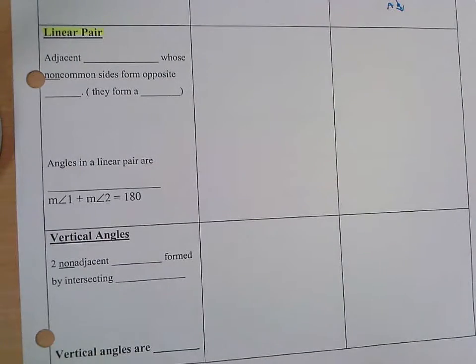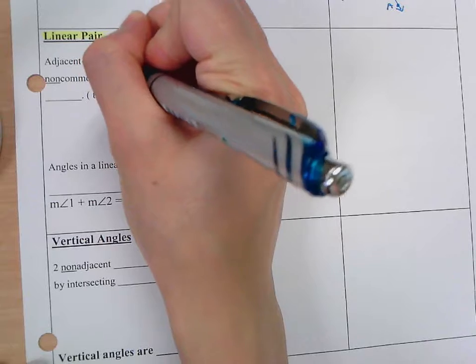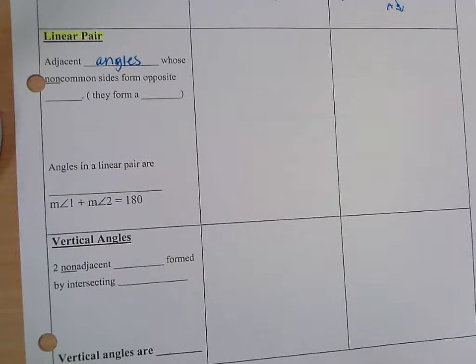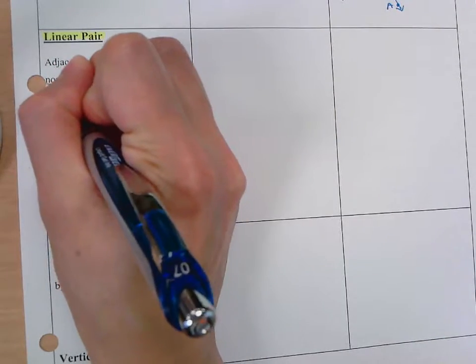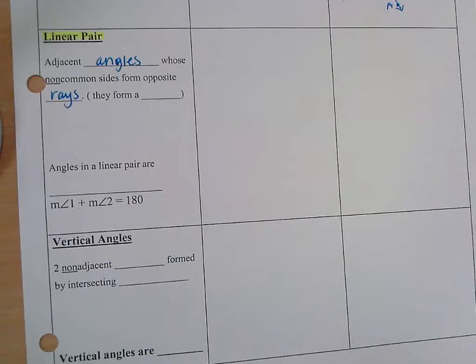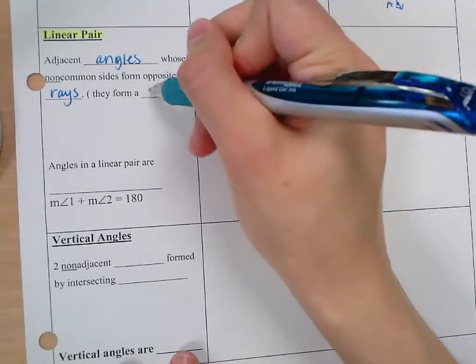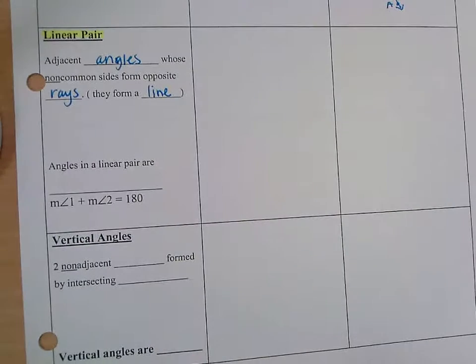these are adjacent angles whose non-common sides form opposite rays. What did we say yesterday? That opposite rays form a line. So, in short, a linear pair are two angles that form a line.